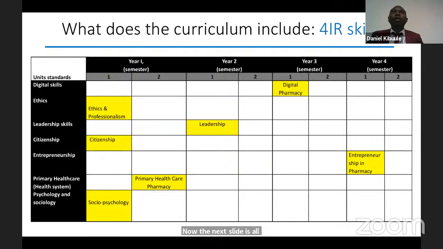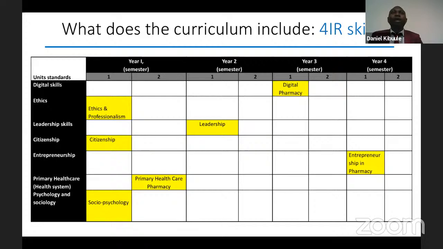All right, so what this particular slide is showing us is the 4th Industrial Revolution skills, which will be incorporated in every program at the University of Namibia and how they integrate into our program. There are a number of unit standards or modules that each and every student at our university will need to undertake. These include digital skills, ethics, leadership skills, citizenship, entrepreneurship, as well as primary health care.